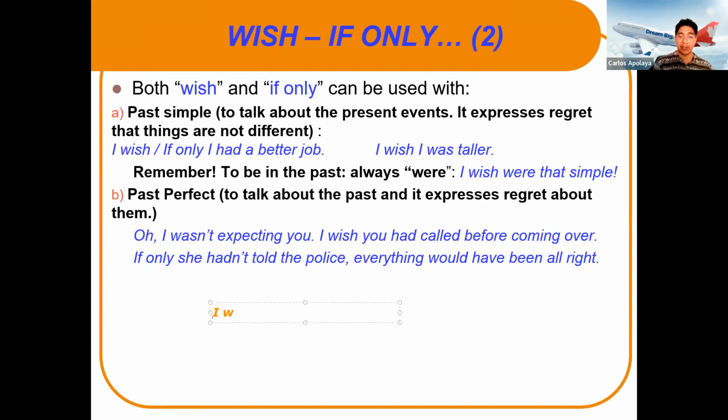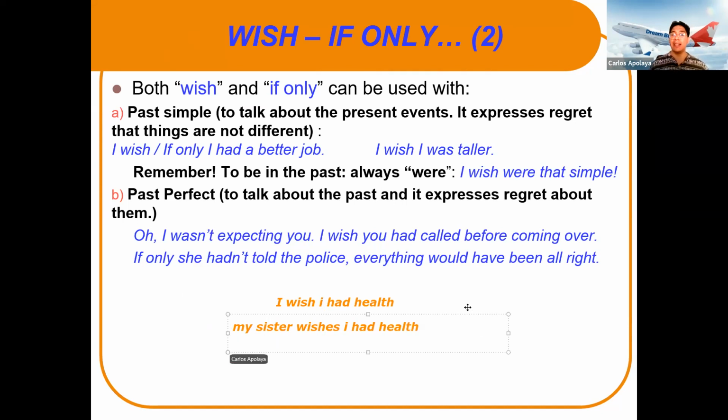Por ejemplo, yo digo, mira, yo deseo, I wish I had money. ¿Qué dice ahí? Vamos a cambiar los ejemplos. I wish I had health. Ojalá tuviese salud, dice allí, ¿cierto? Listo. Puedo decir, no sé, my sister wishes I had health. Mi hermana desearía que o desea que yo tuviese salud. ¿Te das cuenta? Y con el if only, ¿cómo sería?